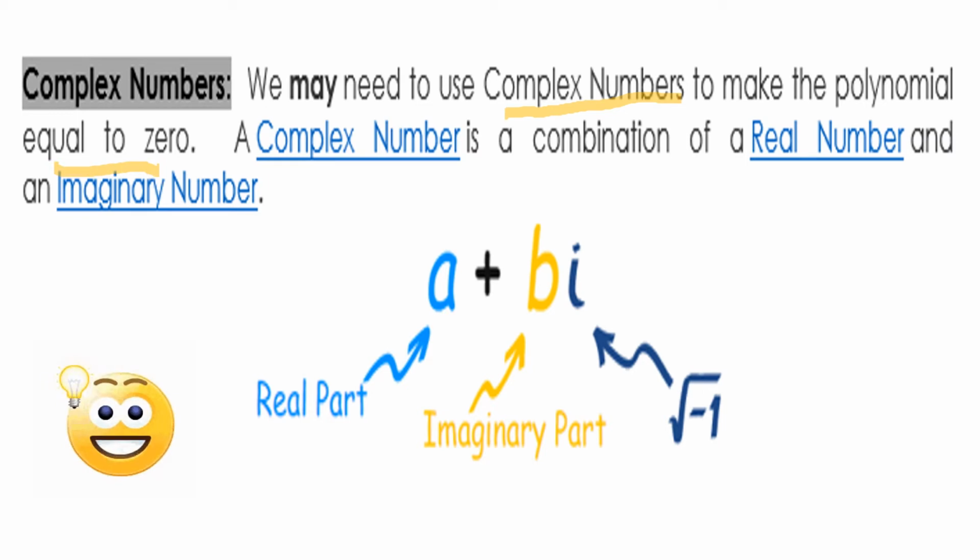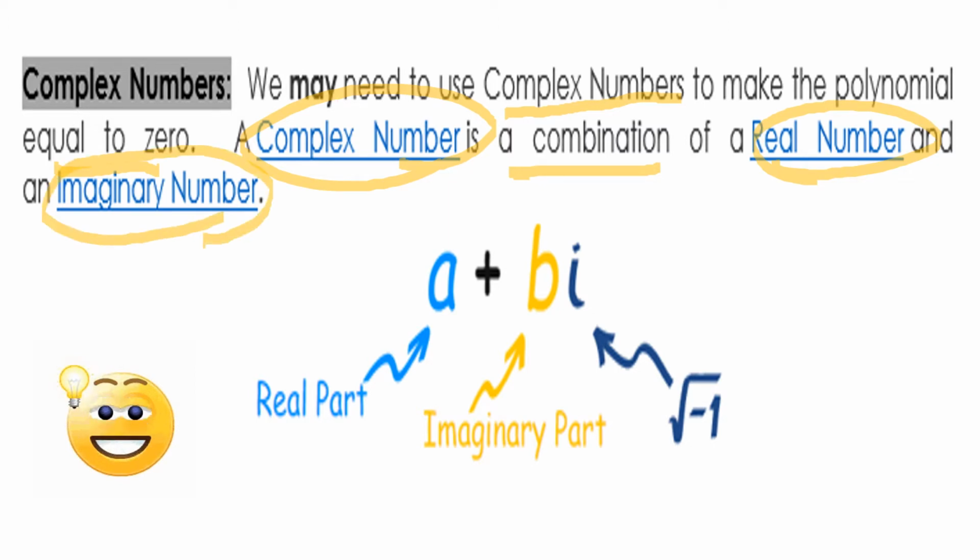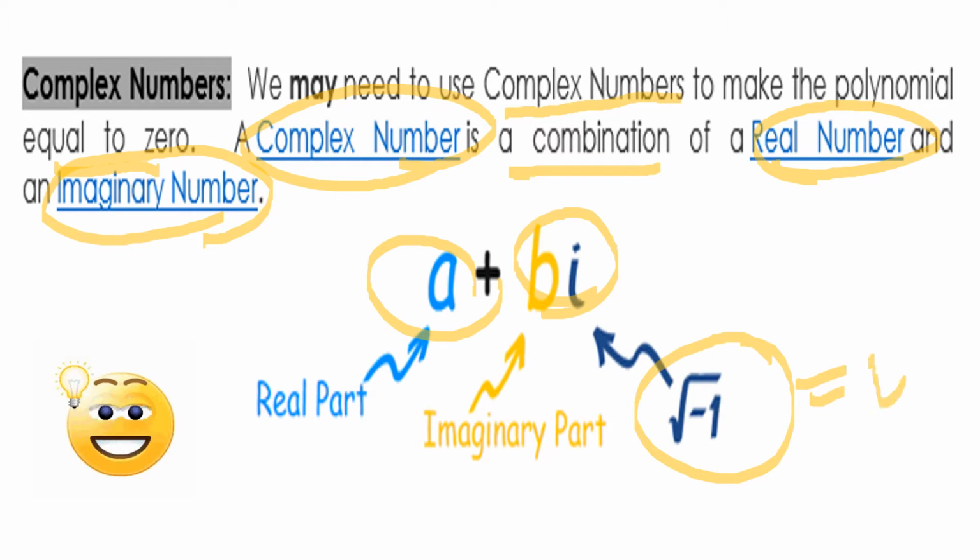So looking at the illustration here, a complex number is a combination of real number and imaginary number. So this is the real part and this one is the imaginary part of the complex number. So take note that when you see square root of -1, its equivalent is equal to i, which means imaginary.